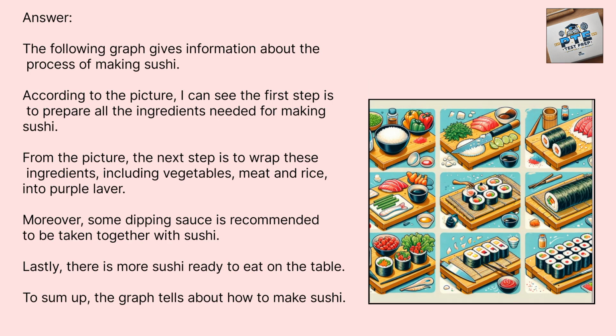The following graph gives information about the process of making sushi. According to the picture, I can see the first step is to prepare all the ingredients needed for making sushi. From the picture, the next step is to wrap these ingredients, including vegetables, meat and rice, into purple larvae. Moreover, some dipping sauce is recommended to be taken together with sushi. Lastly, there is more sushi ready to eat on the table. To sum up, the graph tells about how to make sushi.